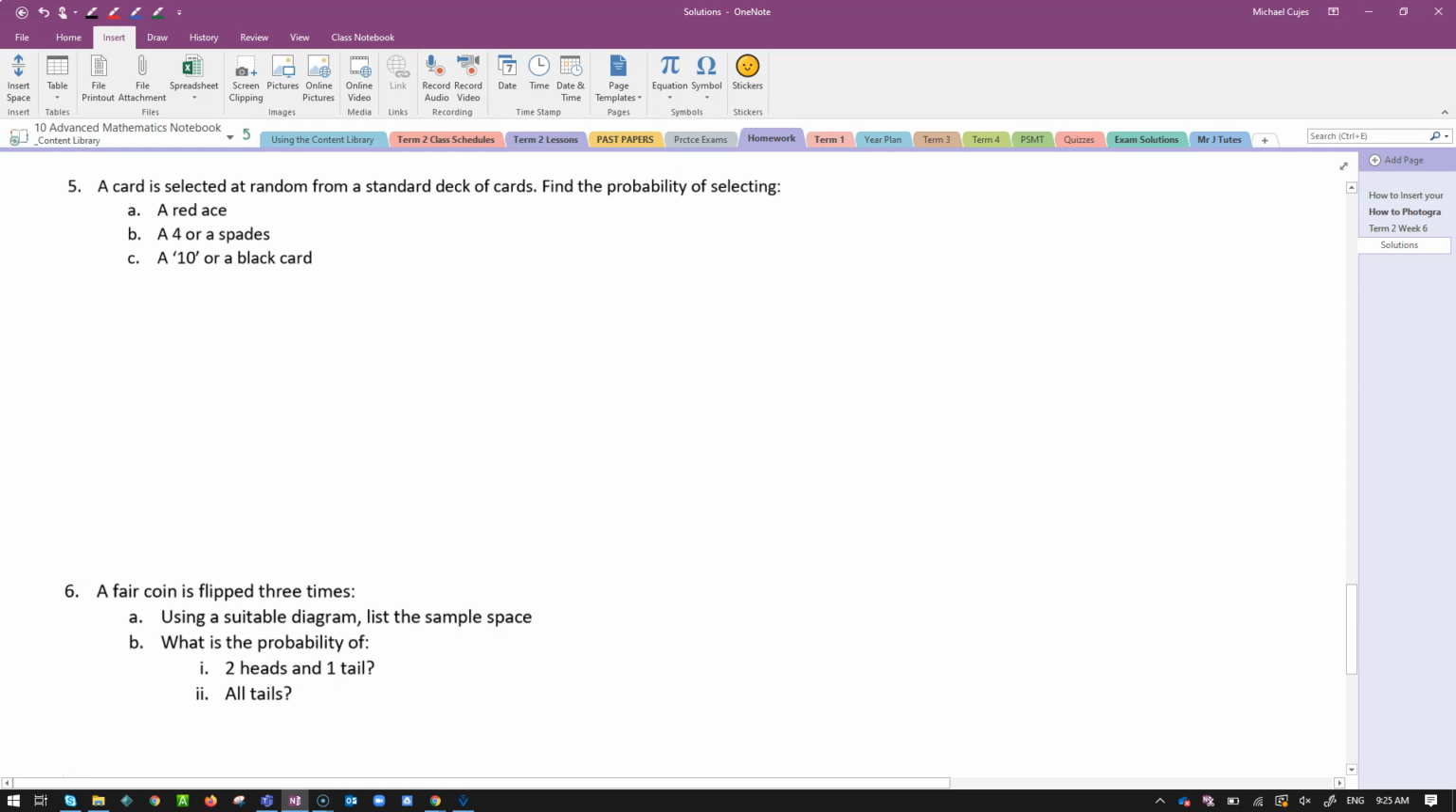Claude is selecting at random from a standard deck of cards. Find the probability of selecting a red ace. 2 out of 52. Red ace equals 2 out of 52, which is 1 over 26. B, probability of getting a 4 or a spade. Oh, that's just terrible. There you go. That looks slightly more spade-like now. No, it never looked like a spade to begin with.